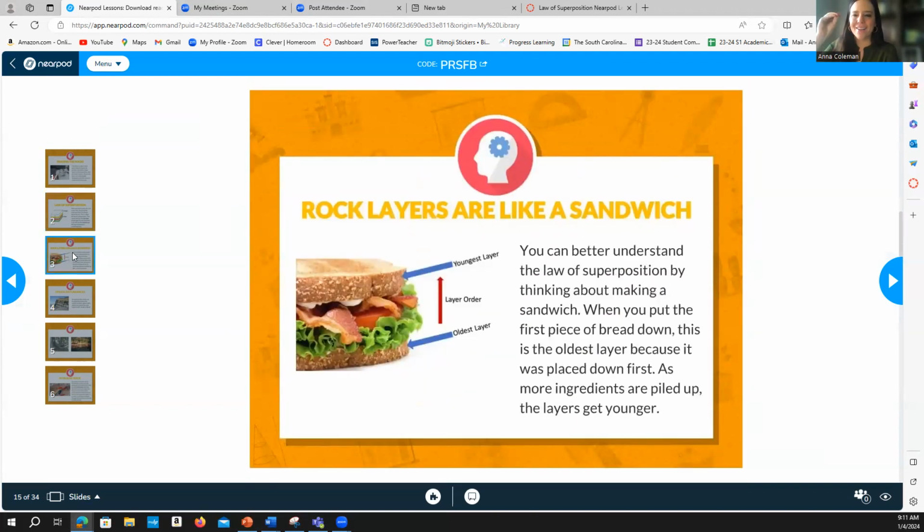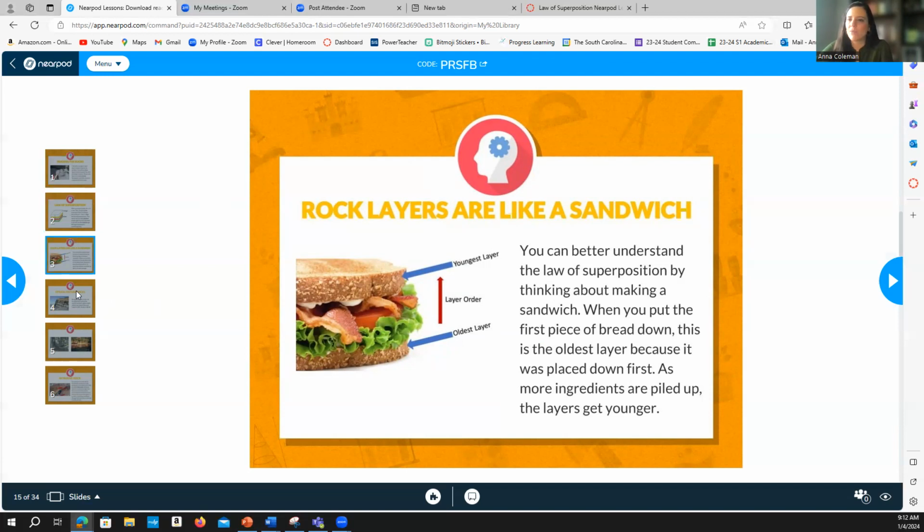So think about rock layers like being a sandwich. You can better understand the law of superposition by thinking about making a sandwich. When you put down that first piece of bread, that layer is the oldest. Why? Because we put it down first, right? And as we pile it up, each ingredient gets younger and younger. Does that make sense? So think about it like a sandwich.